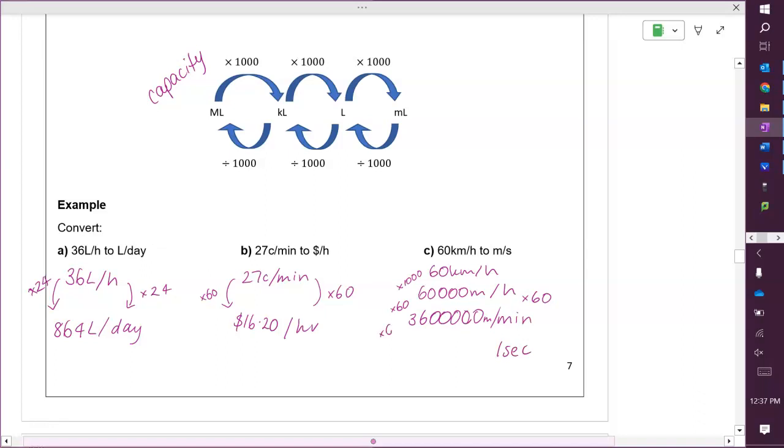So again, I have to times this by 60. So we have 216 million metres per second. This one is a bit tricky because you've got to do a couple of steps, but it's just taking it each bit each time.